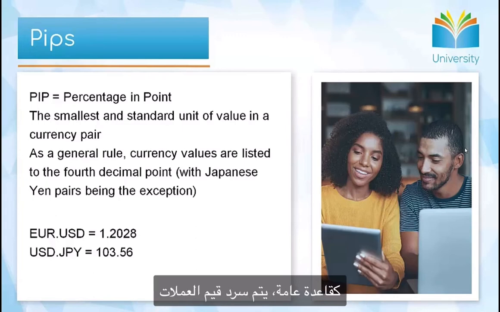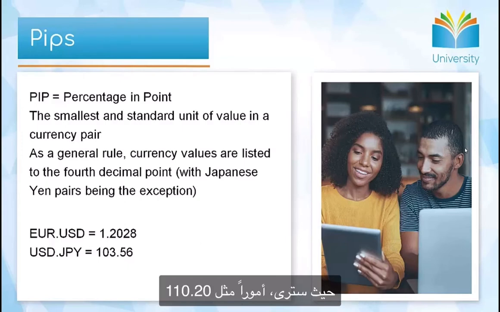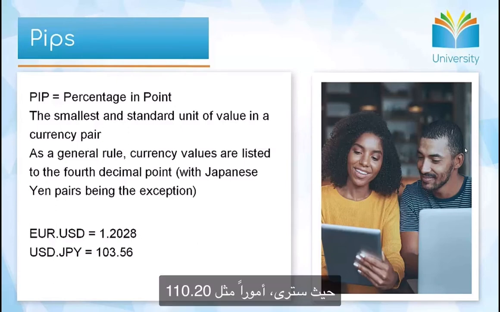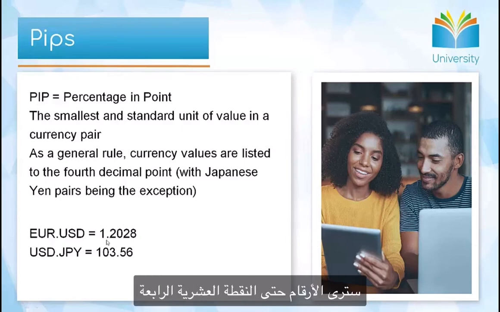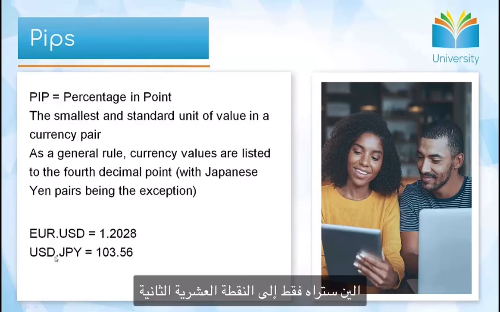As a general rule, currency values are listed to the fourth decimal point, with the exception of the Japanese yen, which will be listed to the second decimal point. So the Japanese yen looks more like a standard number, where it'll say something like 110.20, just .20. With every other currency pair, you'll see to the fourth decimal point, like Euro USD 1.2028. The yen would only go to the second. And so it's this last digit moving that is the pip.